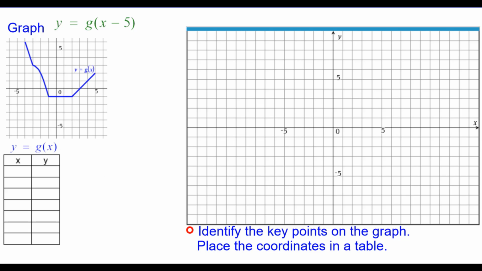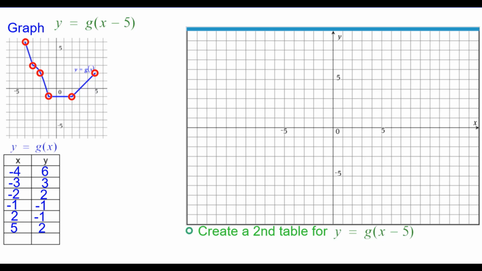So here's our table, and this is our first point, and it has coordinates -4, 6. The next key point would be here, -3, 3, -2, 2, -1, -1, 2, -1, and finally 5, 2.